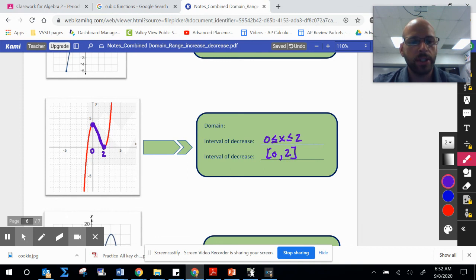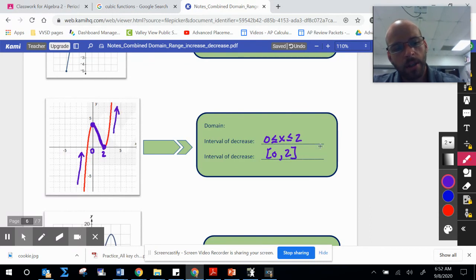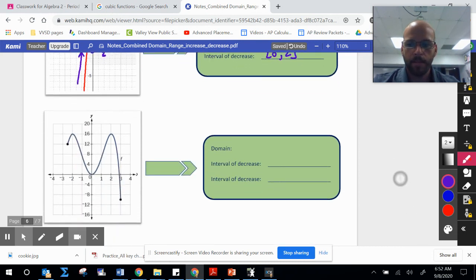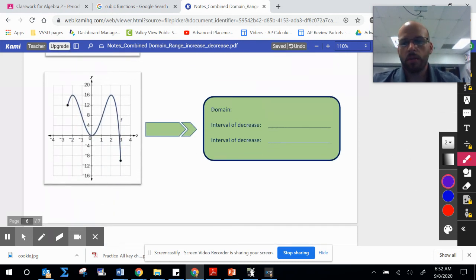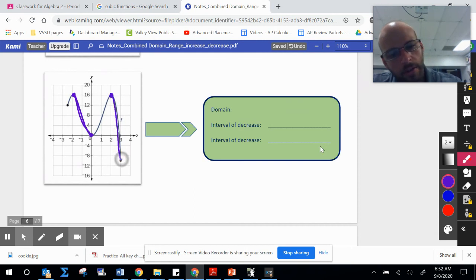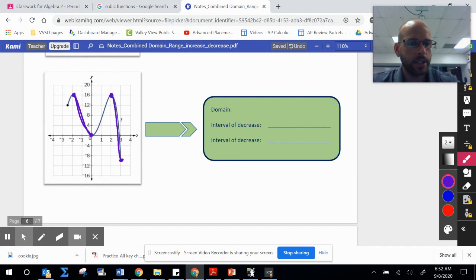Everywhere else is increasing. You always read a graph from left to right. If you notice, this is all going up, this is going up, this is the only part that's going down. Okay. Next, where is it going down? Well, I have a little maximum to a minimum. So from here to here, right? And then from here to here, so that's where it's decreasing. So there's going to be 2 intervals of decrease.